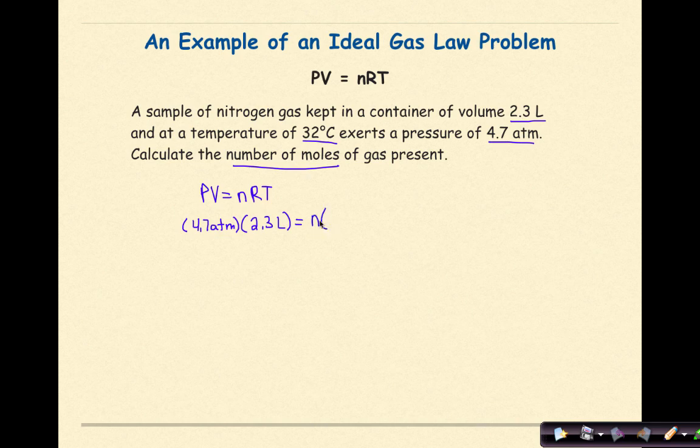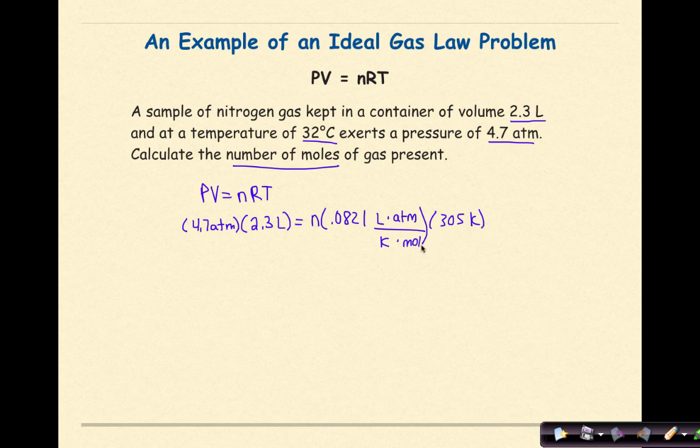The R that I'm using here is going to be 0.0821, and that is liters atmospheres over Kelvin mole. And I'm doing that on purpose because we need to see how these units are going to cancel. And finally, 32 degrees Celsius converted into Kelvin is going to be 305 Kelvin.